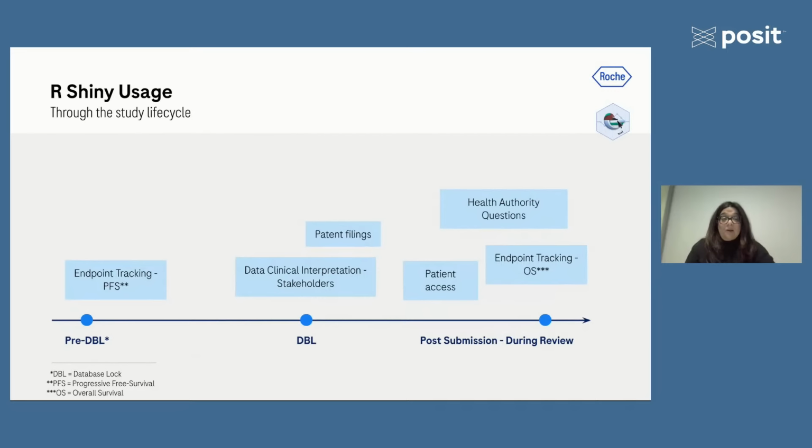So before database lock, whilst we're blinded to the treatment regimen, we use the event tracking app for progression-free survival, PFS. This standard oncology endpoint measures how long patients remain free from disease progression after treatment to assess the effectiveness. So the number of PFS events to detect a significant difference between two treatment groups is calculated. We then use the R Shiny app to predict when these PFS events could occur, helping to determine the study timelines for the final analysis.